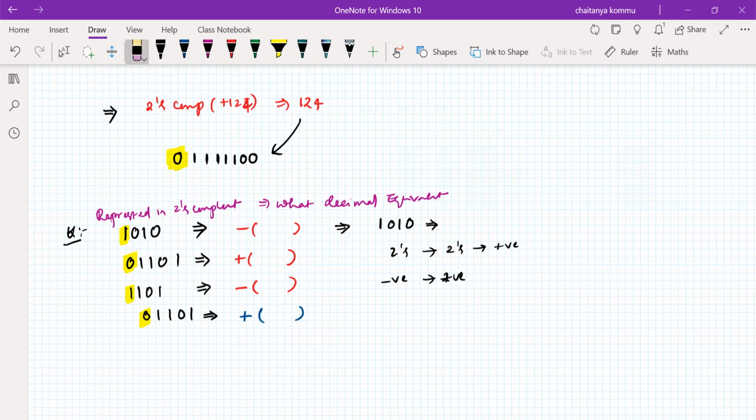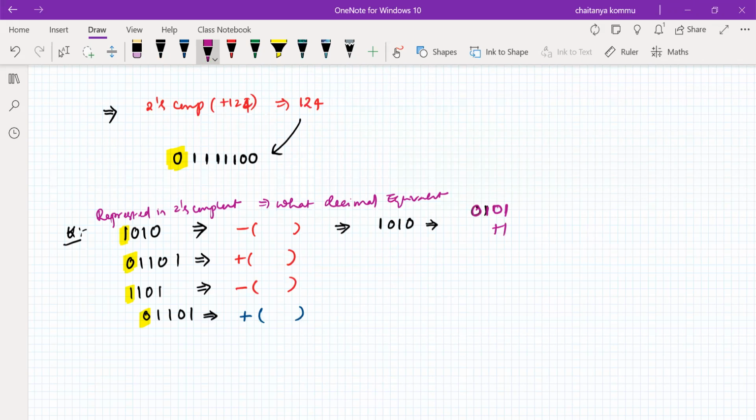Okay, so now we have to write the 2's complement of the 2's complement number. What is the value? 0101, right? It's the 1's complement plus 1 that we add. What is this value? 0110. What is this value then? It is 6. Agree?